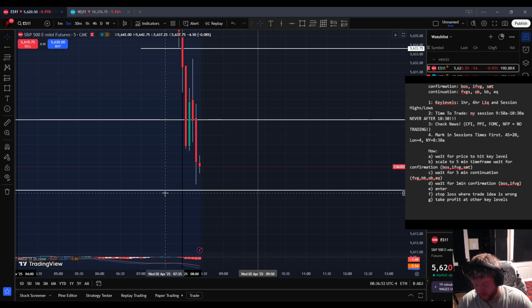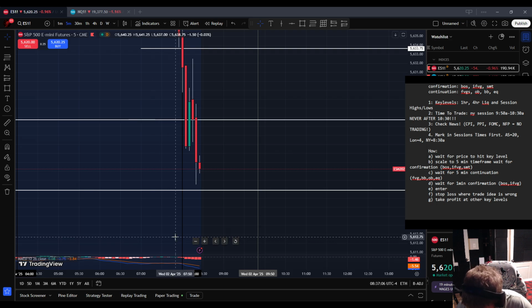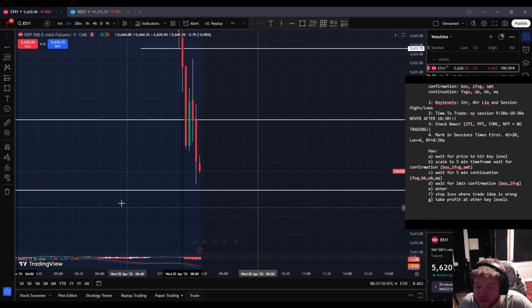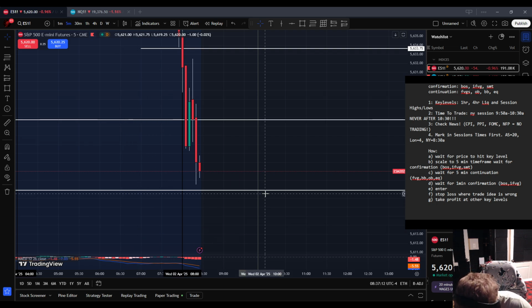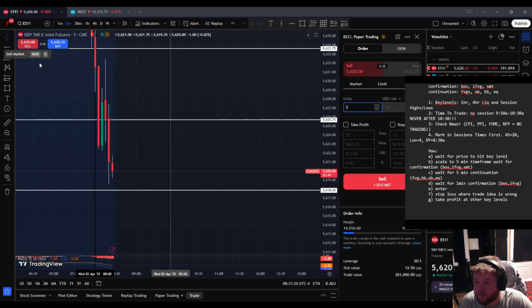Anyway, I'm waiting for an inverse fair value gap or a break of structure on the... I actually got the fair value gap there. I was on the wrong time frame. We're going to press sell now. On the 1 minute, we're going to press sell.